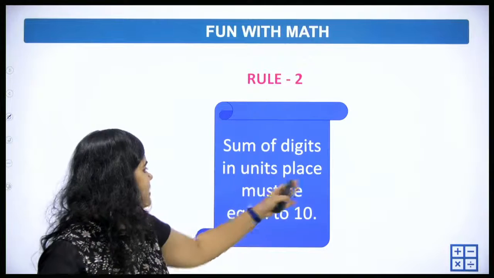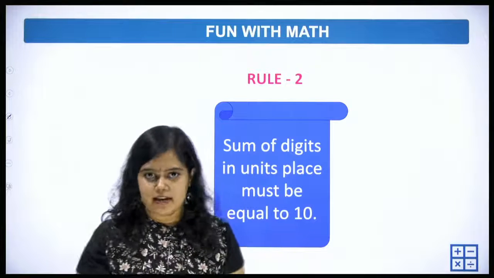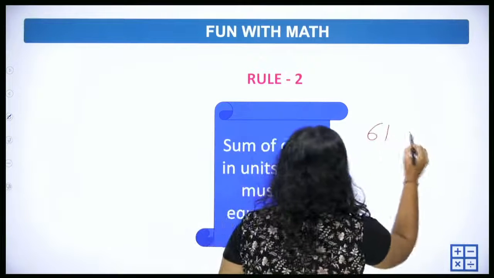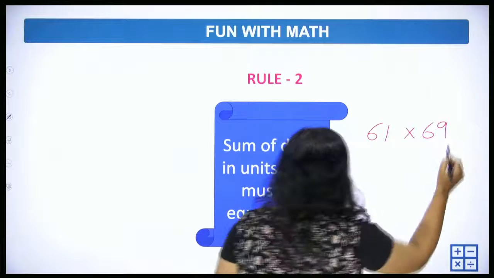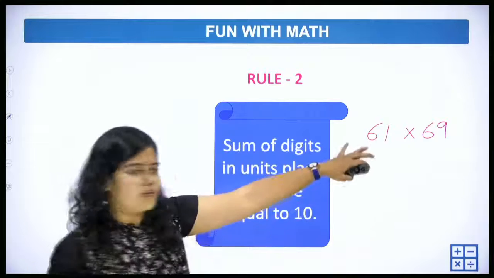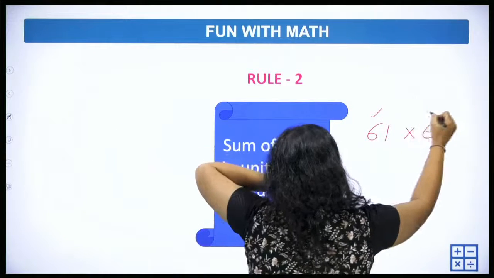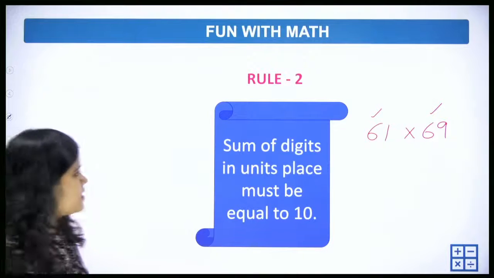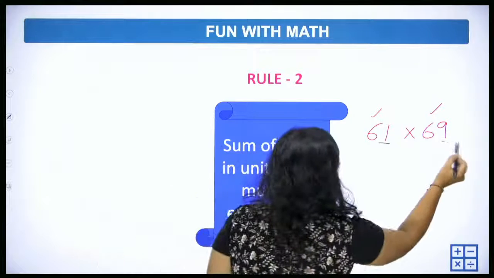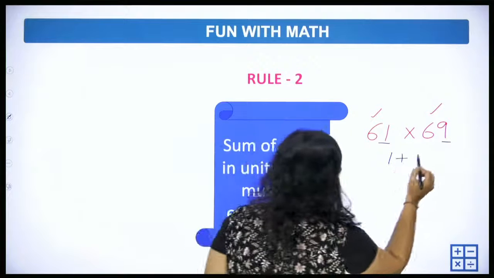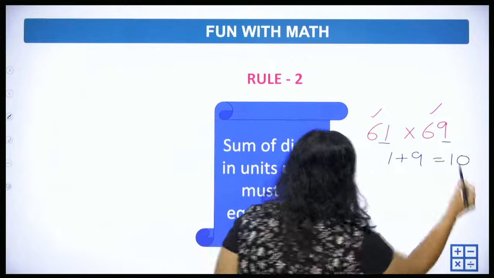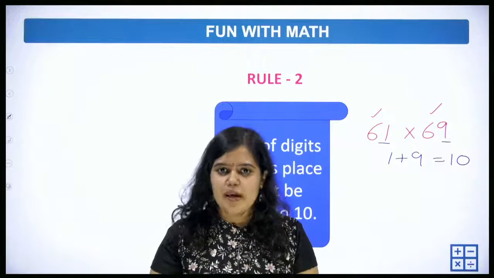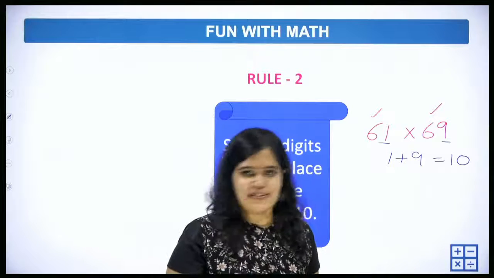And what is rule 2? Sum of digits in units place must be equal to 10. Is that happening? What is the number? 61 into 69. We had this number. So yes, tens place is satisfied. What about the ones place? In ones place we have 1 and 9. And 1 plus 9 is equal to 10. So yes, if this is satisfied, we can use the trick we have already used.